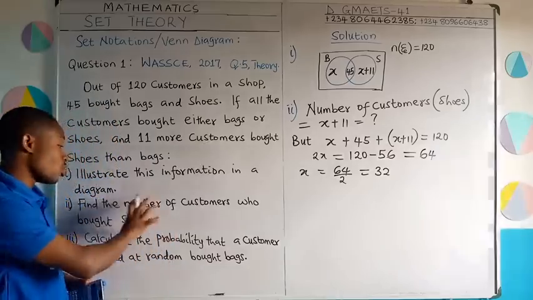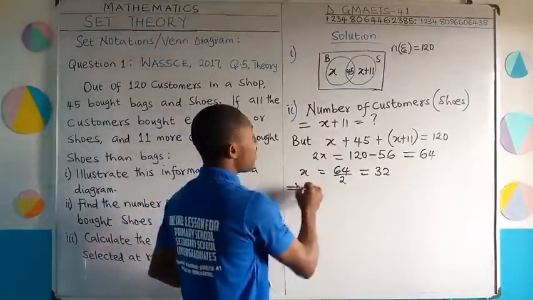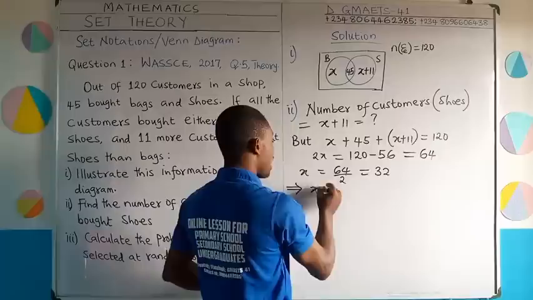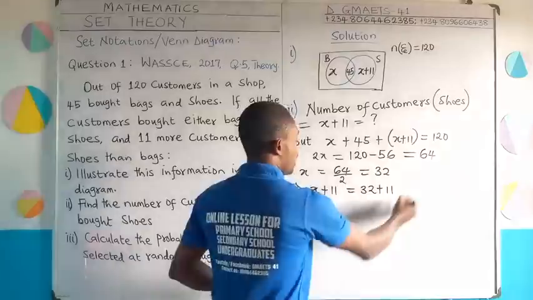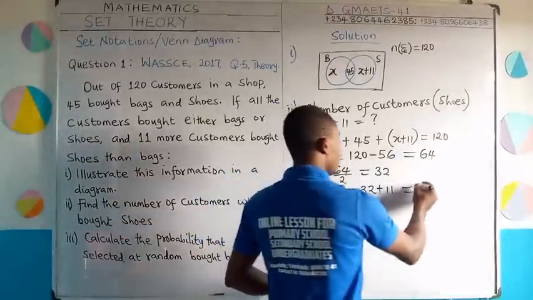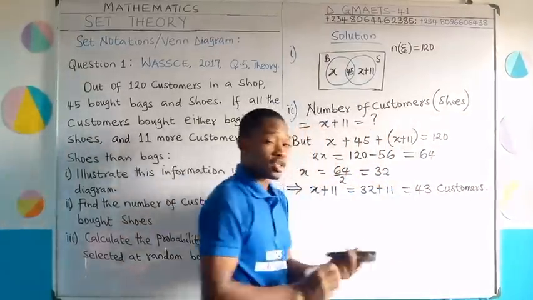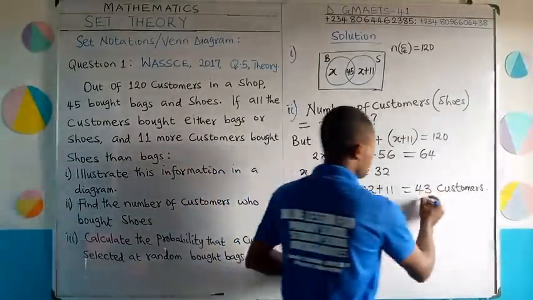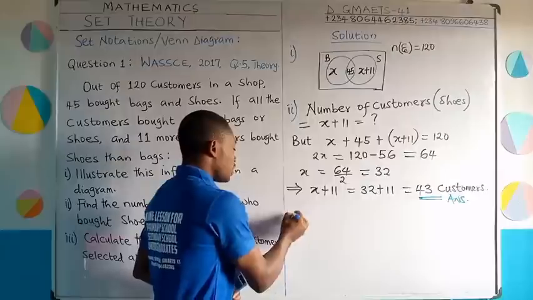In the second part of the question, we have to find the number of customers who bought shoes. So I can now write, it implies that the number of customers who bought shoes, x plus 11, will be equal to 32 plus 11. If you add this up, you get 43 customers. Alright, so 43 customers actually bought shoes. Answer. I'm moving on to the third part of the question.